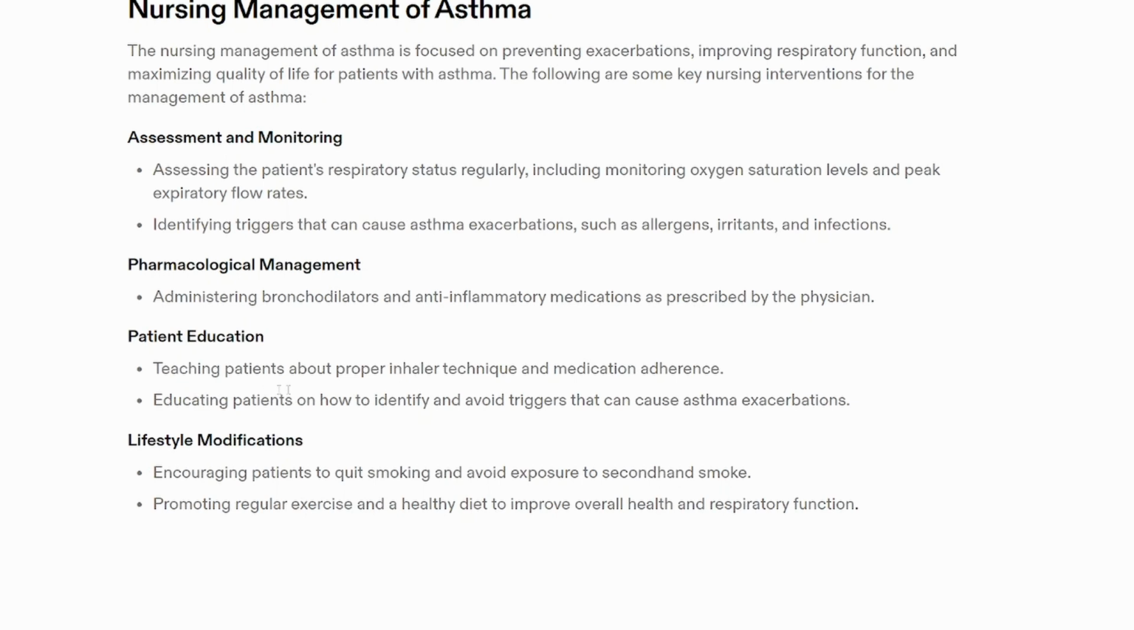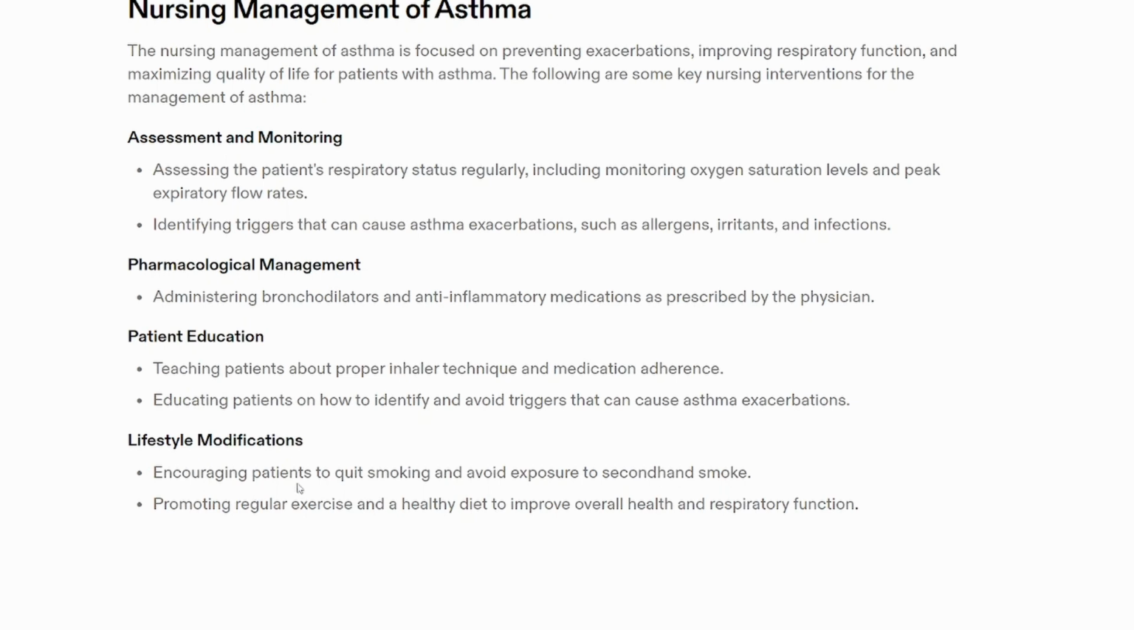Third one, patient education. The patients will mostly use inhalers. We need to teach them how the inhaler must be used properly, what the medication is, and how many doses should be placed in that inhaler. We need to educate them completely on how to identify and avoid the triggers, like occupational exposure, and how they can avoid exacerbating symptoms or further attacks.